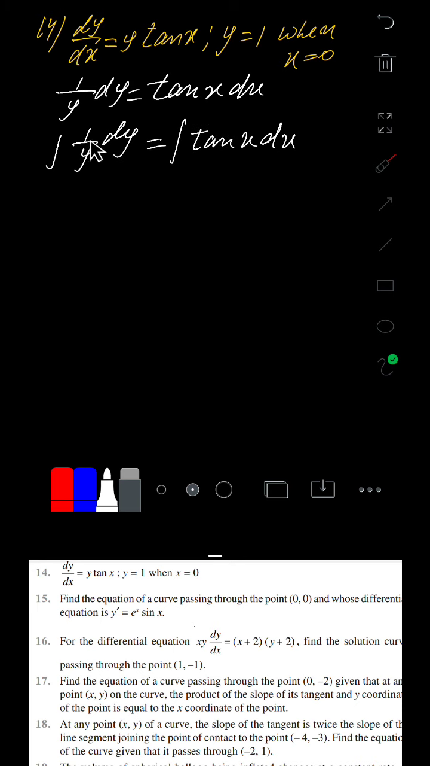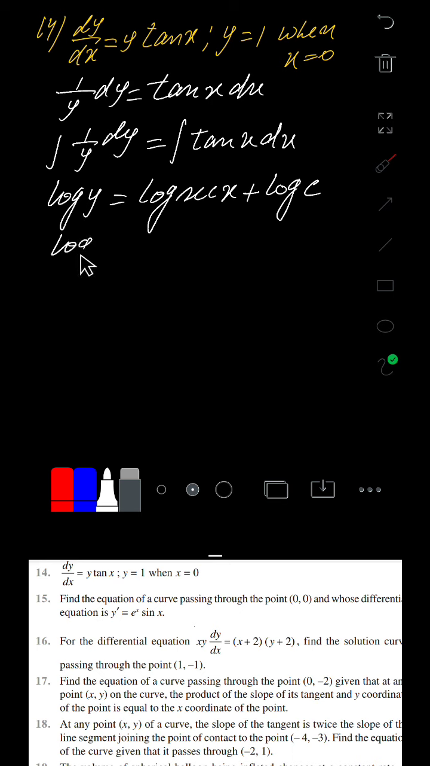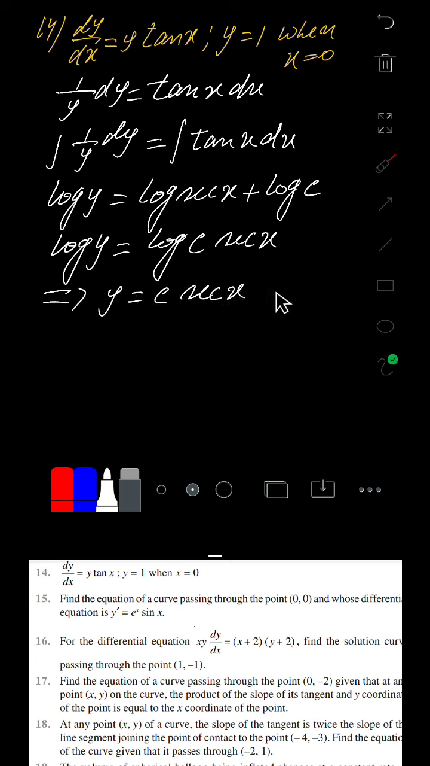Integral of 1 over y with respect to y is log y, and integral of tan x is log sec x plus log c. Constant of integration should also be taken in the form of log, because each and every term is in terms of log. Log y is equal to log sec x plus log c, which may be written as log c sec x. Now it implies that y is equal to c sec x. Let it be equation number 1.